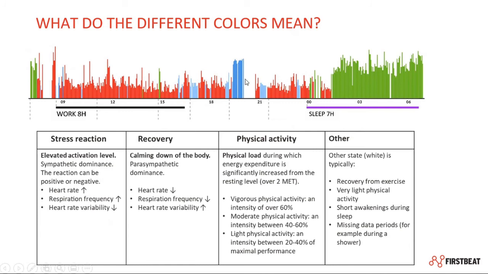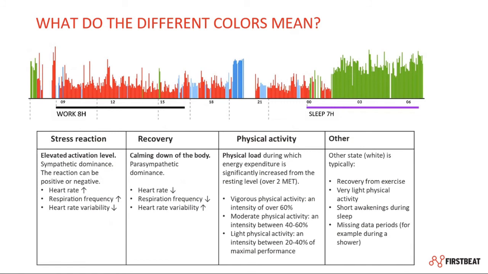Most of the time you also see some white areas in the graph where none of the previous states can be identified. Most typically that happens when the device is off. So for example, when you take the device off to take a shower or a bath, but also recovery from exercise. So for example, here after the blue bar around 8 to 9 p.m., there is some segment after the exercise when the body is still recovering from the effort of exercise. It's not a mentally stressful situation necessarily, but it's still not exercise. So the white color means that it's not clearly identified as either.